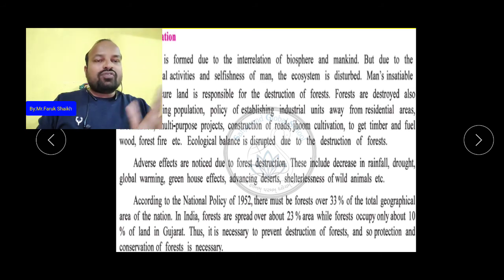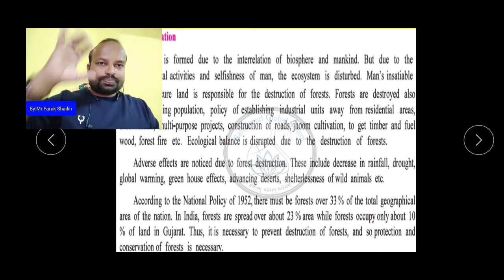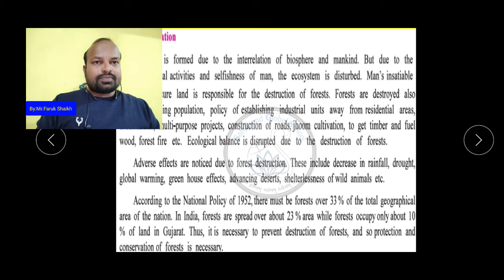As we all know, they are wild, but they attack the animals for food. For food, human beings also kill other animals. So अब animals residential area में आके वो human being को kill कर रहे हैं. Yes or no? Who is responsible for it? Human beings. Okay, so this is the reason. Because of the destruction of the forest, there is a decrease in the rainfall, drought, global warming, the greenhouse effect, the advancing desert, and the shelterlessness of the wild animals.